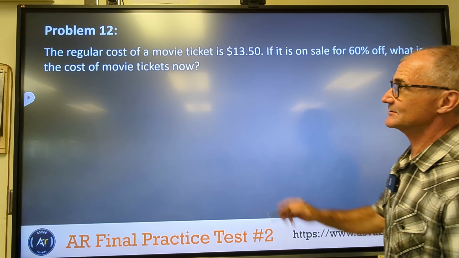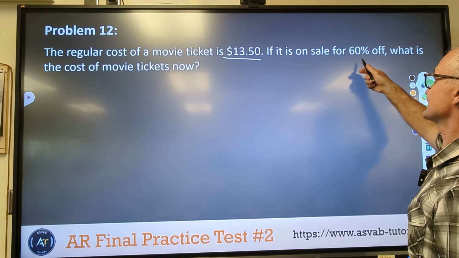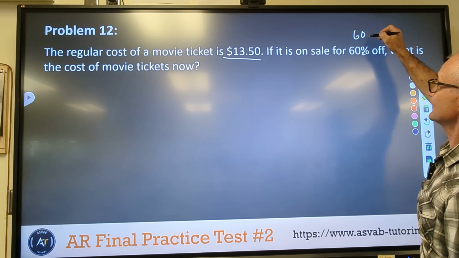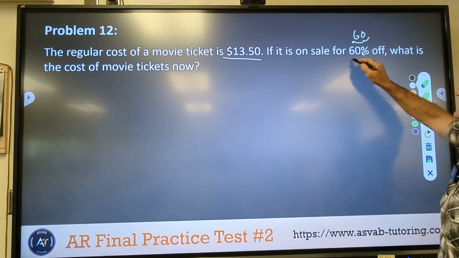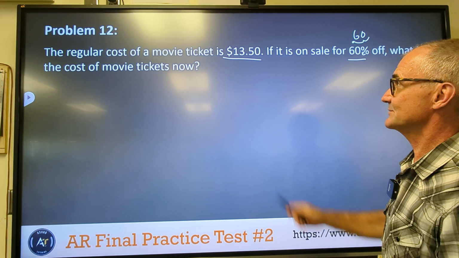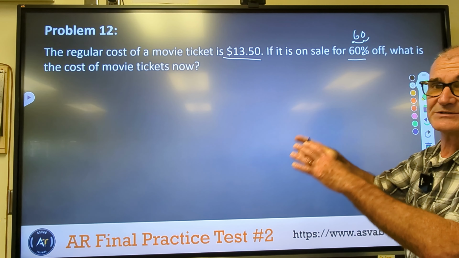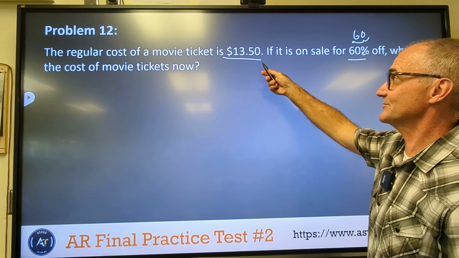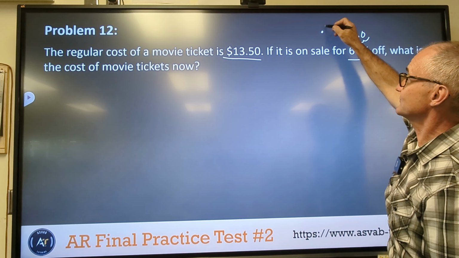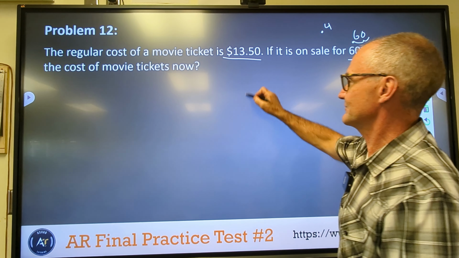Problem number 12, the regular cost of a movie ticket is $13.50. If it is on sale for 60% off, remember that arrow shooting it over, right? Shooting it over 1, 2. So 60% off. What is the cost of the movie ticket now? So we could do that dollar amount, multiply it by 0.6, and figure out how much off it is, and then subtract that from $13.50. Or we could just do 1 minus 0.6 to get 0.4, and then take that 0.4 and multiply it by $13.50.